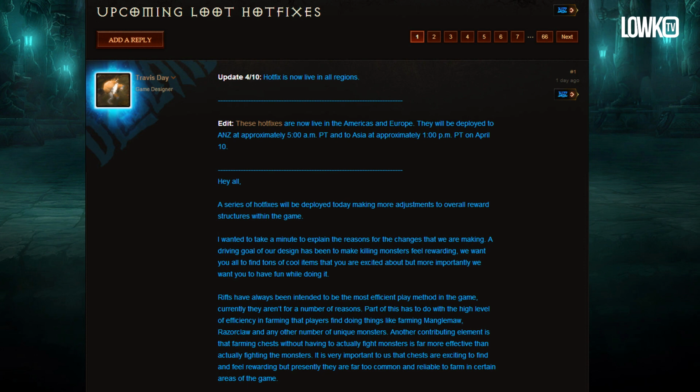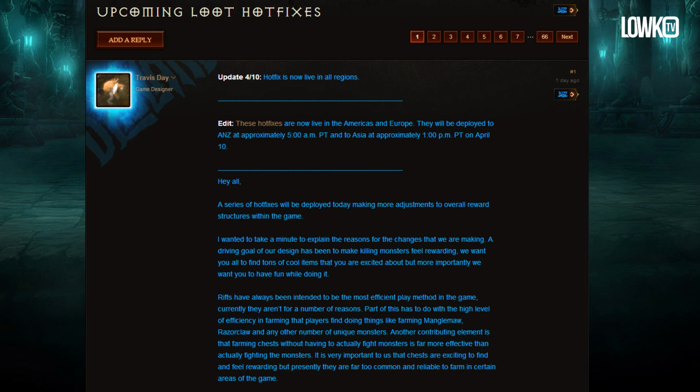Today I wanted to go over a couple of changes that they made to the loot system in Diablo 3. This is actually a patch day. It says upcoming loot hotfixes, but as you can see it is already alive in all regions. And it's actually a slight little patch that is completely alive all over the world right now that changed quite a couple of things, most specifically about the rifts.